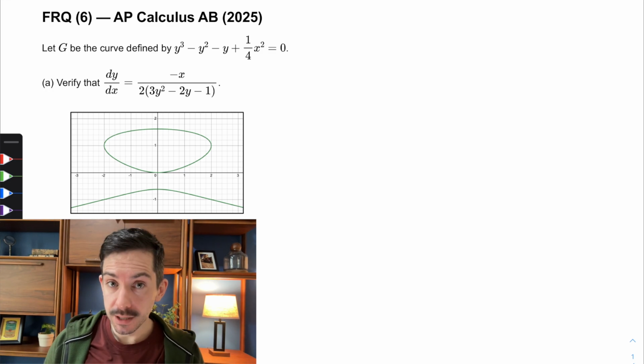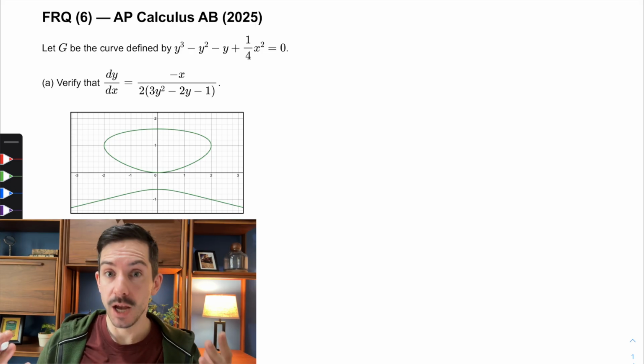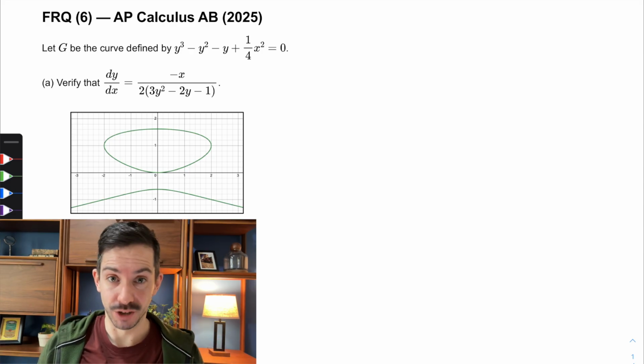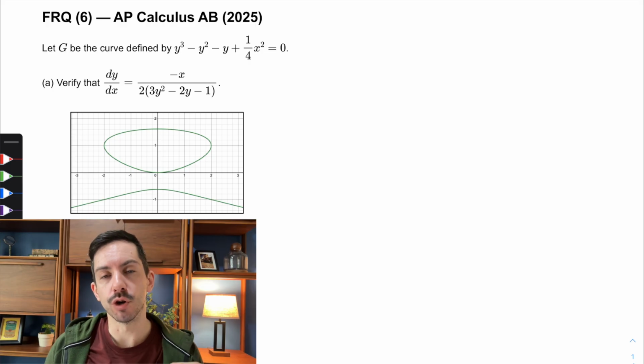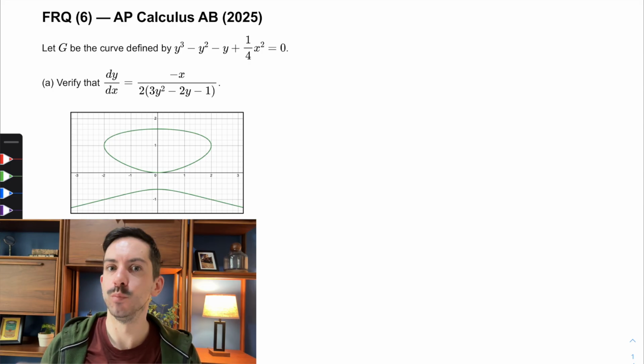The great thing about calculus, though, is hopefully you're discovering you don't need to have a picture of the graph to be able to work out really concrete things about this curve. You can use the tools that we're developing in calculus.